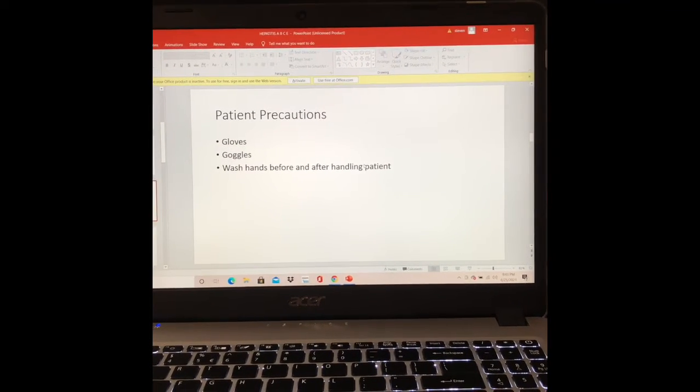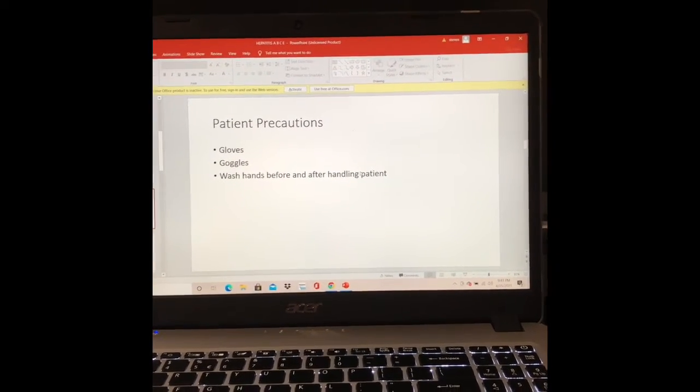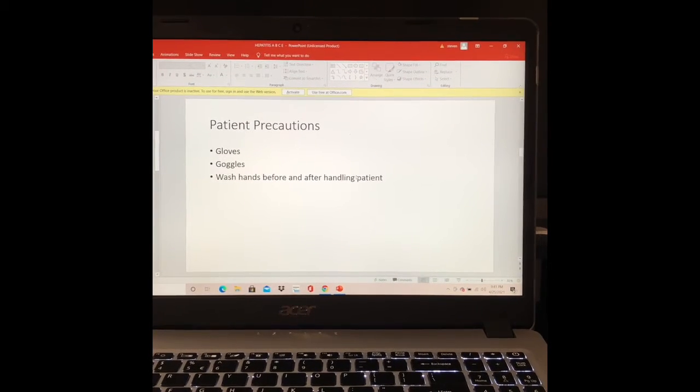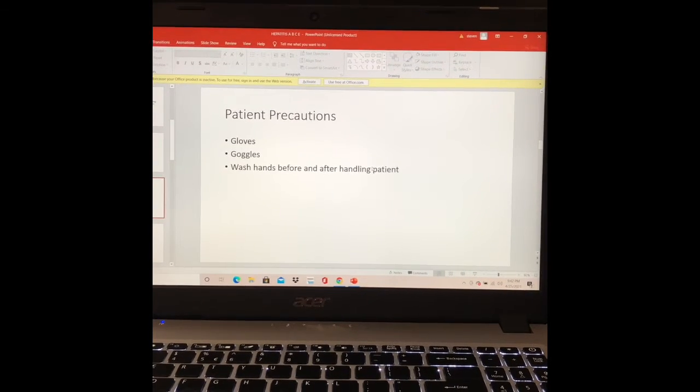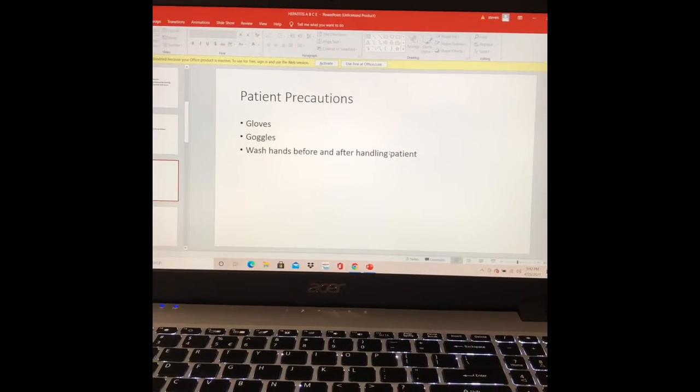So some patient precautions when we're handling hepatitis patients are to wear gloves, use goggles, and always wash your hands before and after handling the patient.